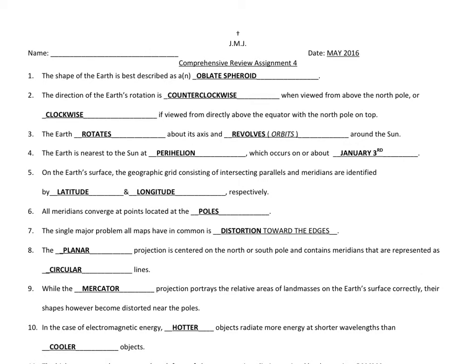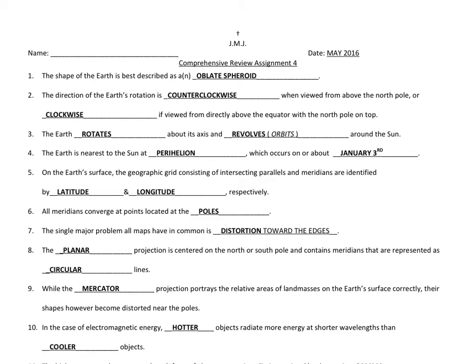Too easy. The single major problem all maps have in common is distortion. Distortion towards the poles, or toward the edge of the map. Think about a Mercator projection. That's when you have the cylinder around the Earth. The equator is really good, but as you move toward the poles, it gets distorted.